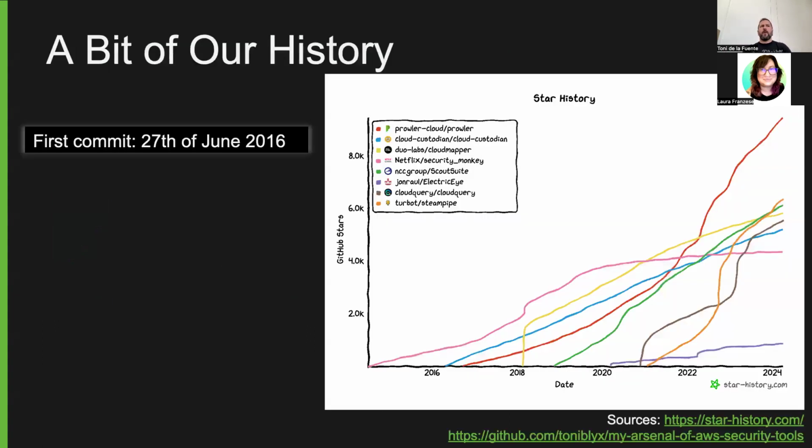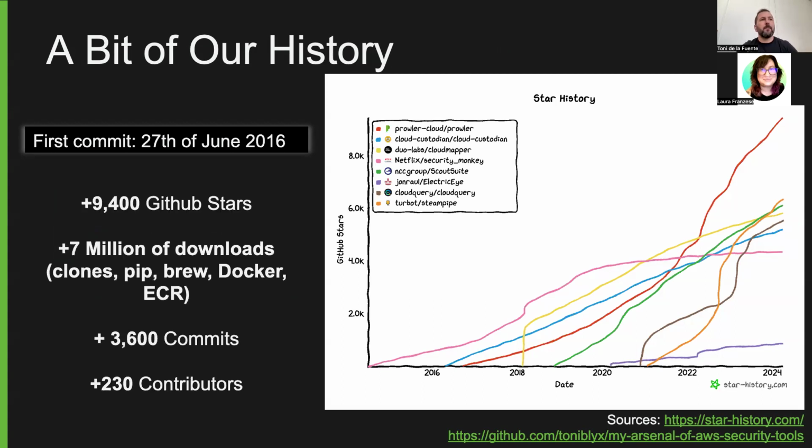So a little bit of our history. Some of you may know that I started Prowler back in 2016, and from that time, we have grown a lot. You can see many other open source security projects like Cloud Custodian, CloudMapper, Security Monkey, CloudSploit, etc., which are amazing projects with a lot of traction and users. They are amazing, so I invite you to use all of them.